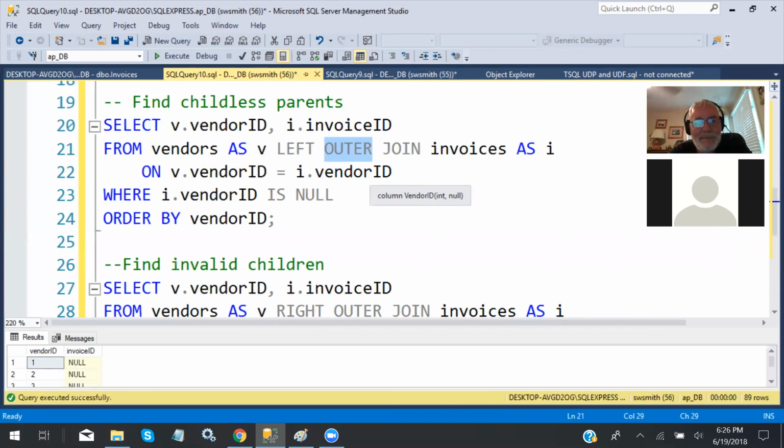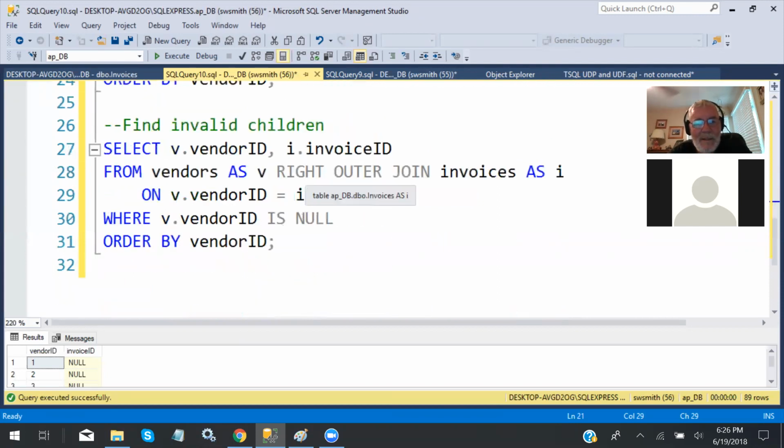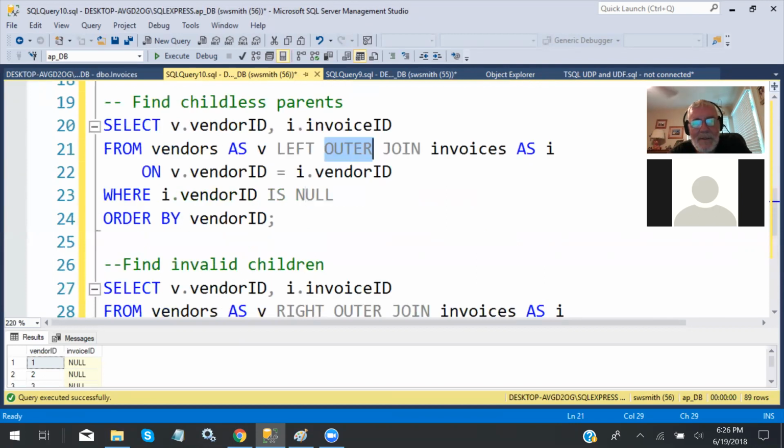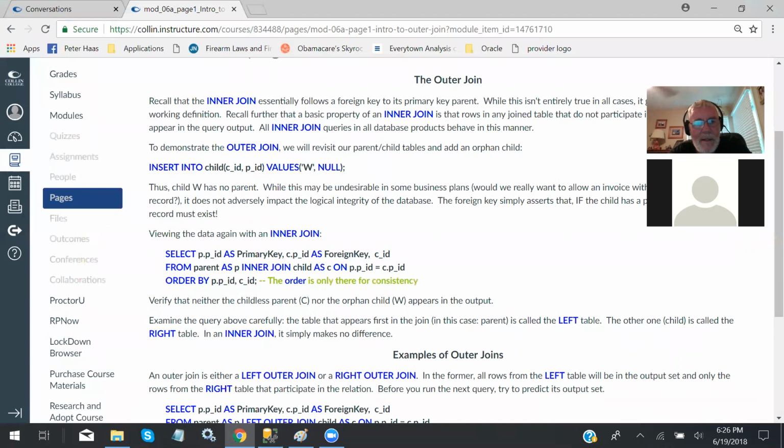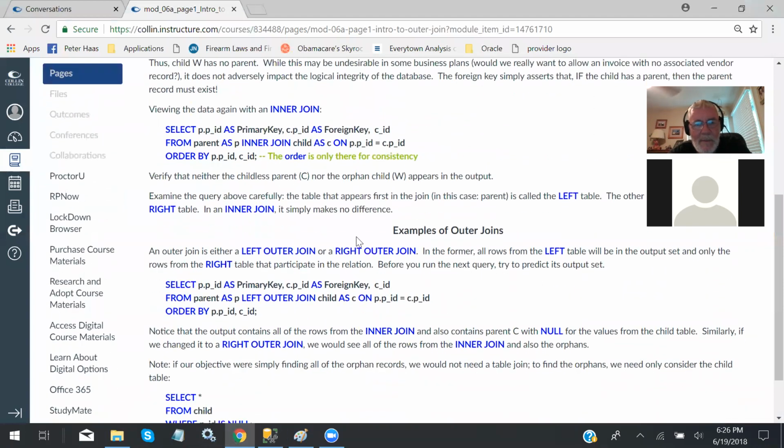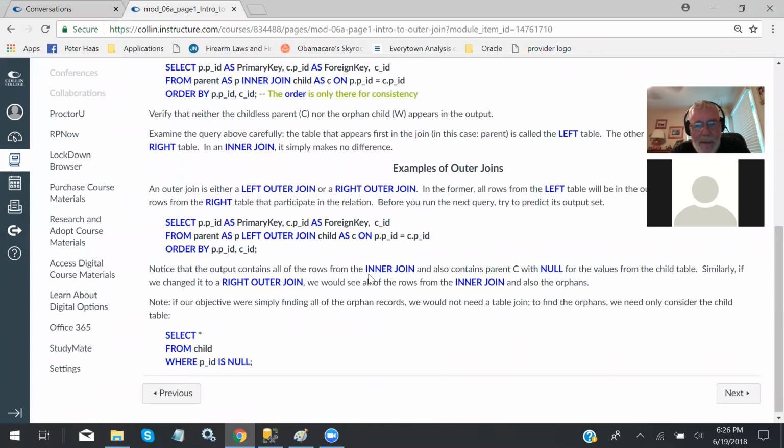Okay. And gee whiz, that's the story on the outer join. Let me go to my examples of outer join. Left outer join, right outer join. If I switch the tables around, it switches from a left outer join to a right outer join. Next.